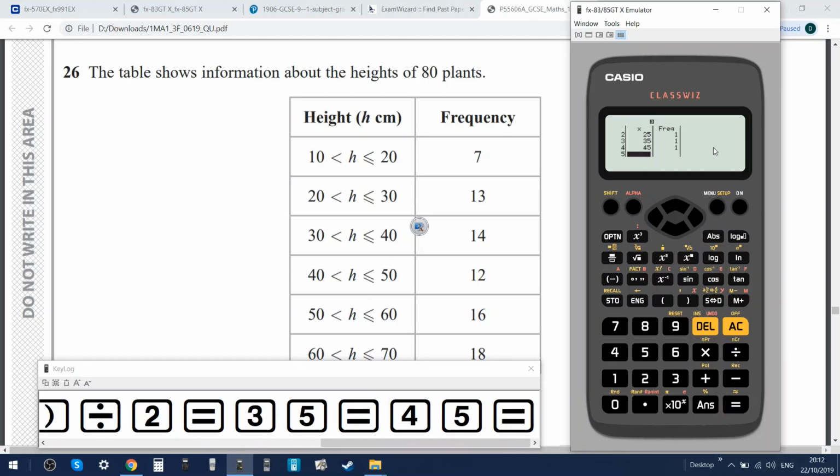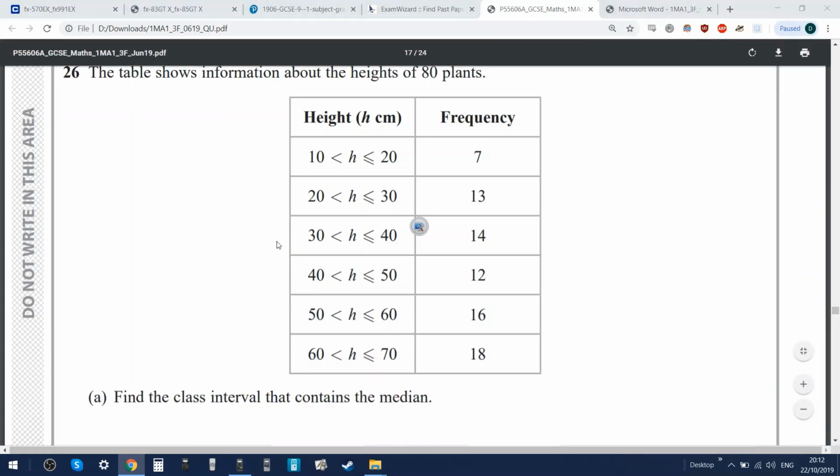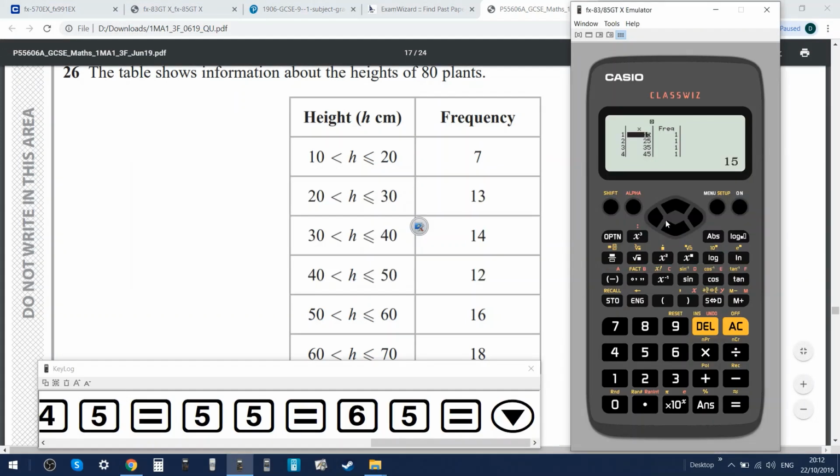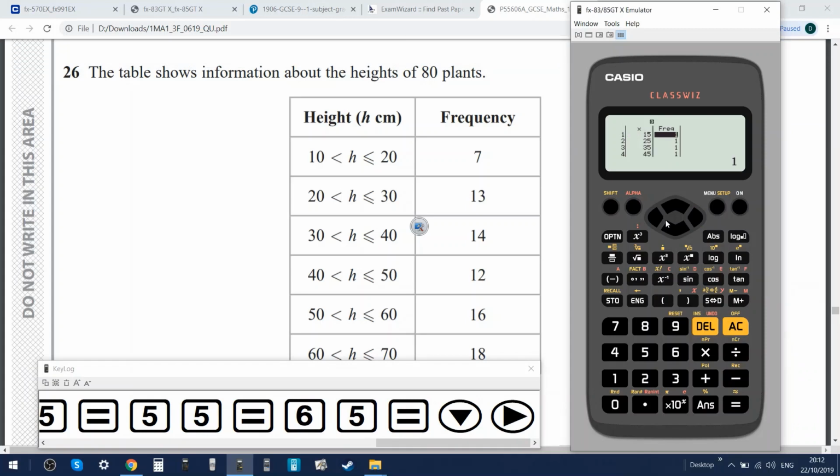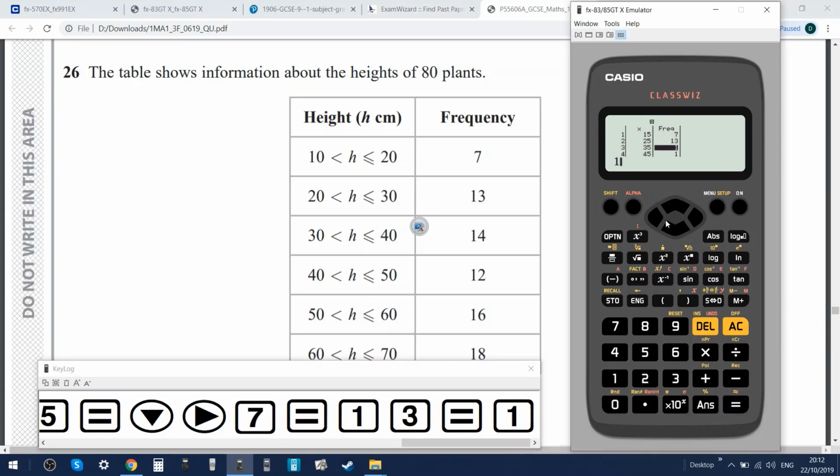The next one is 35. The next one is 45. The next one 55. The next one 65. Any baby knows the middle numbers. The easiest thing in the world. Press down. Press right. And then all of the frequencies. 7 equals, 13 equals, 14 equals, 12 equals, 16 equals, 18 equals.